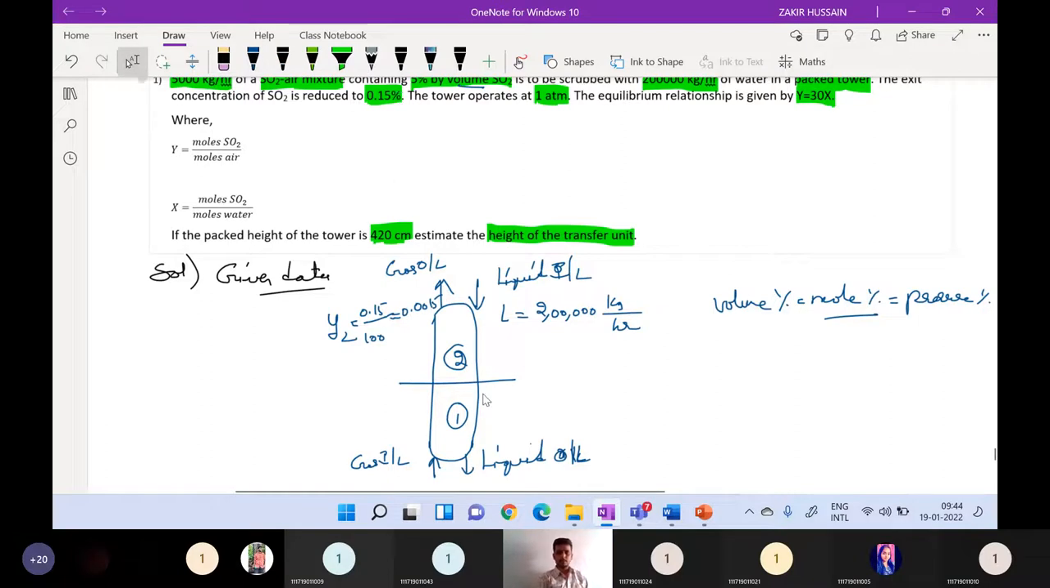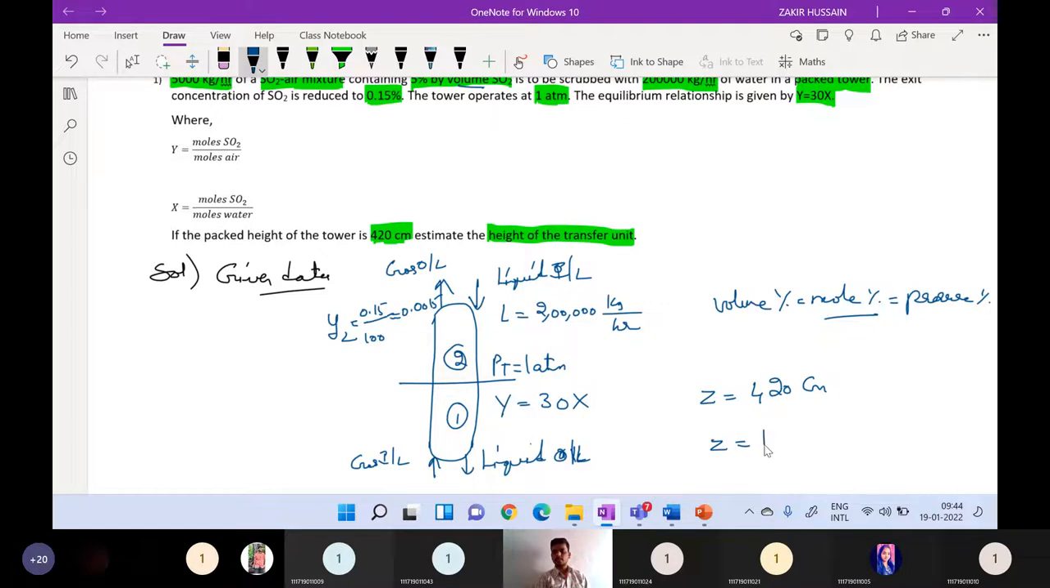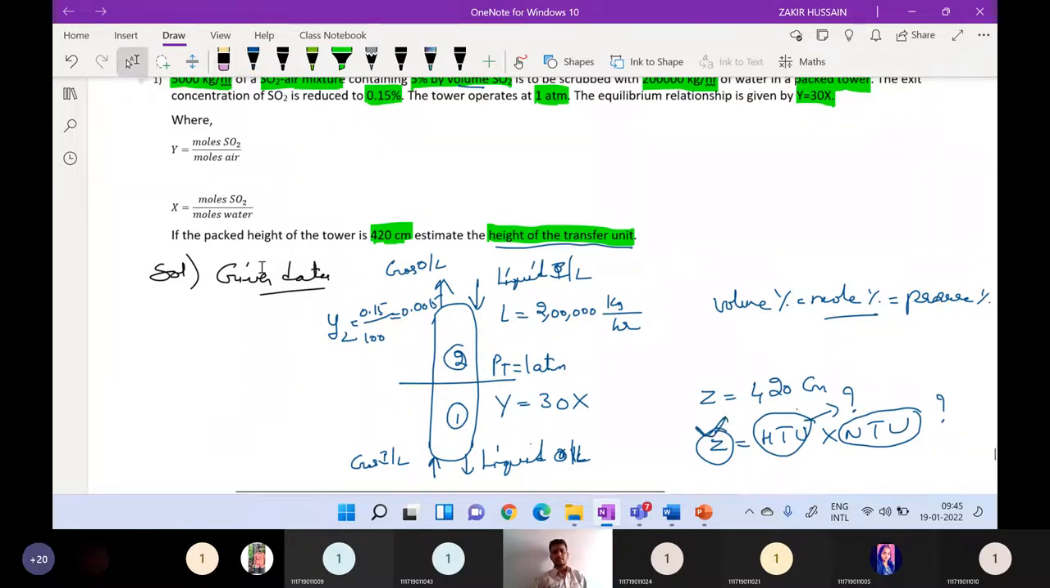Next, the total pressure PT = 1 atm is given. And the equilibrium relationship Y = 30X is given. Y is in moles per mole, a molar ratio, and X is also a molar ratio. The packed height of the tower is 420 centimeters, so Z = 420 cm. We know that Z = HTU × NTU, but they are asking us to estimate the height of the transfer unit. We don't know NTU either. If we can estimate the NTU, then since we have the Z value, we can easily calculate the HTU value. So that's the given data here.